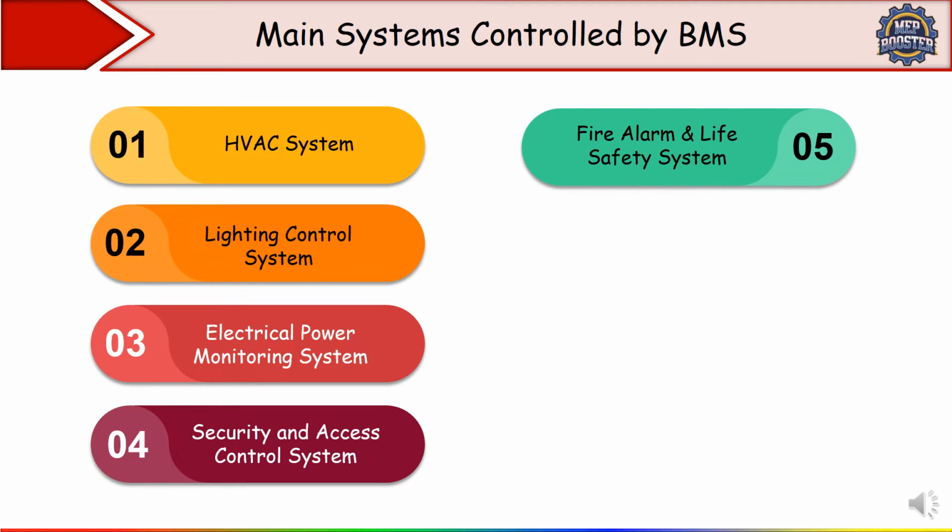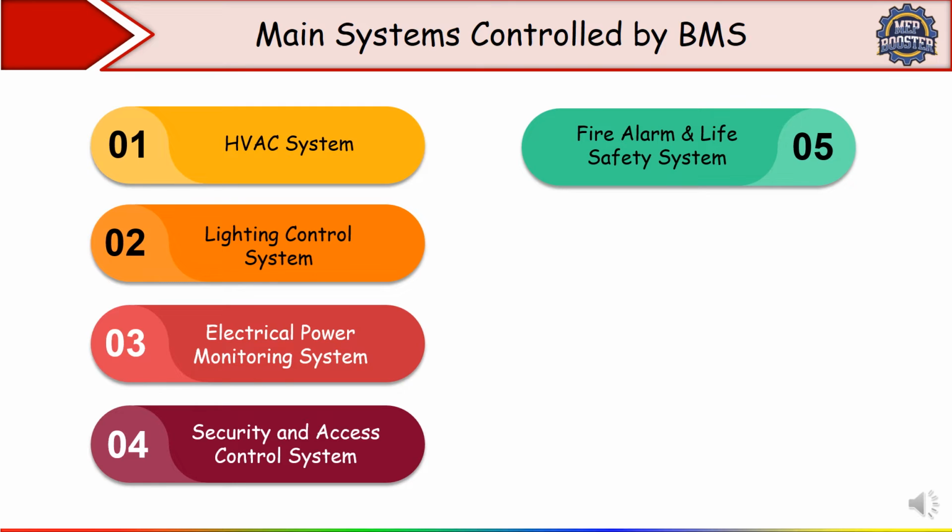Now the next one is what here? The next system controlled by BMS is the security and access control system. So the security and access control system's integrated devices are CCTV integration, lift access control, and biometric readers.